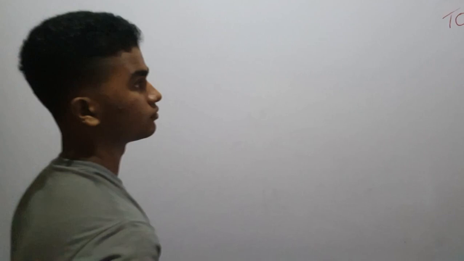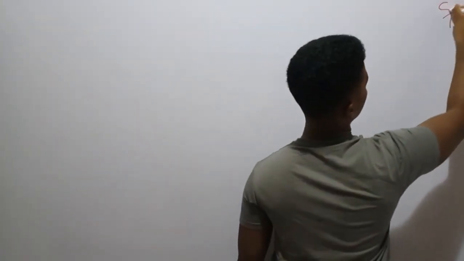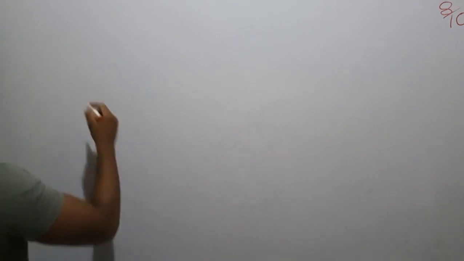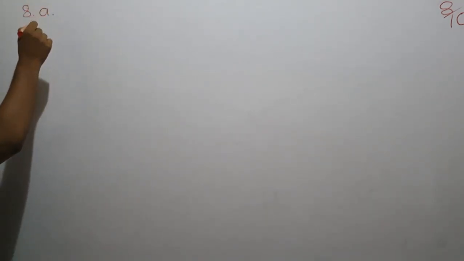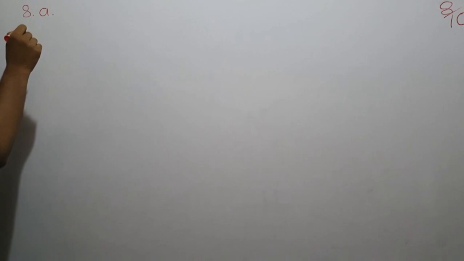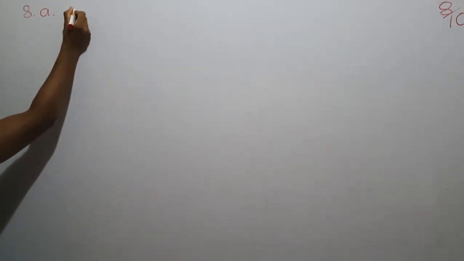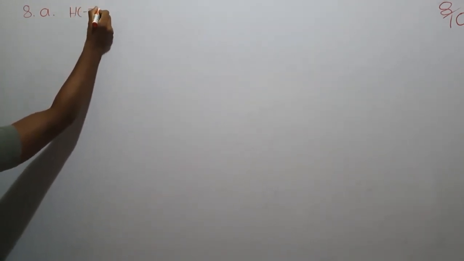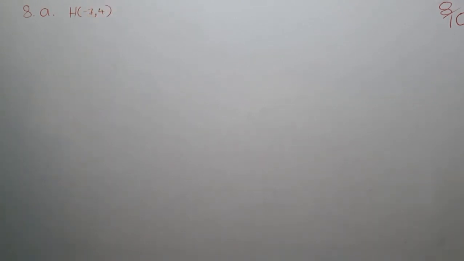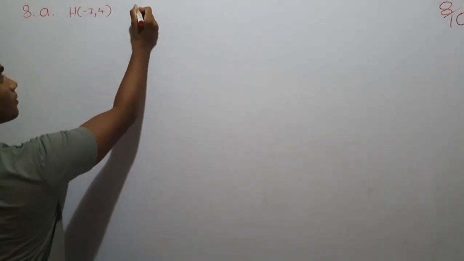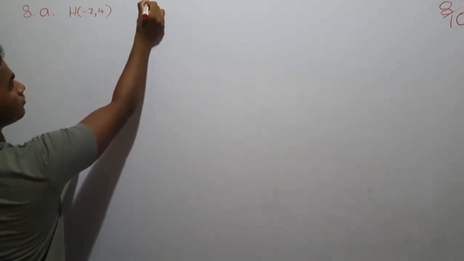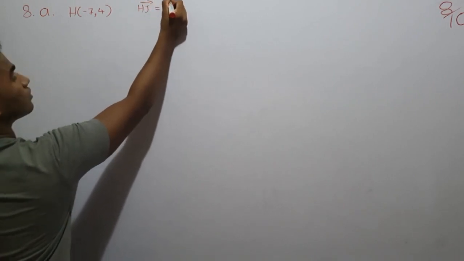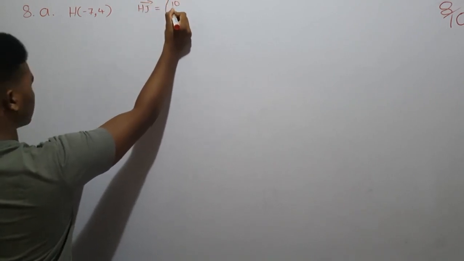Question number 8. Part A. H is the point minus 7, 4. And HJ equals 10, minus 6.